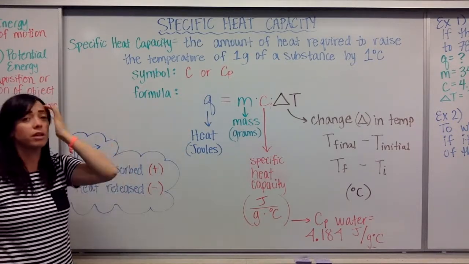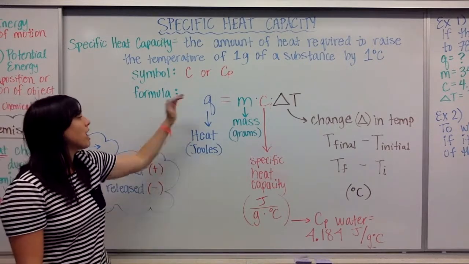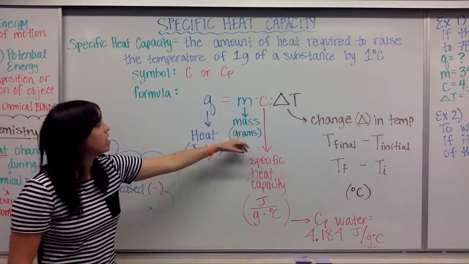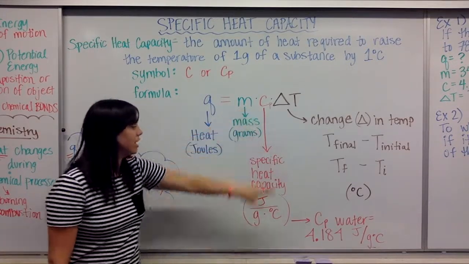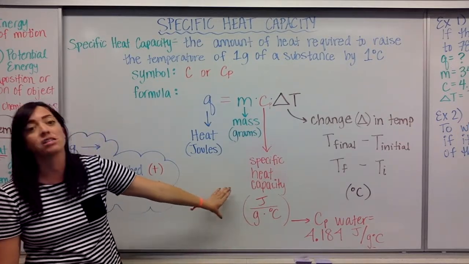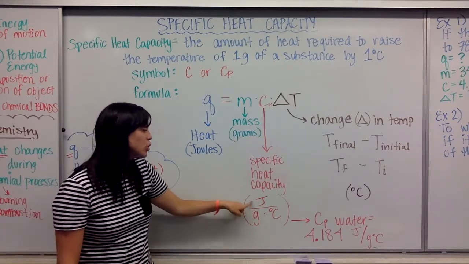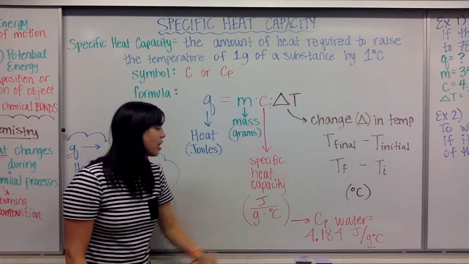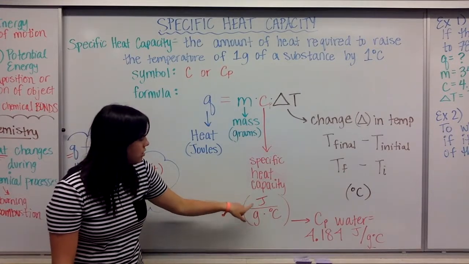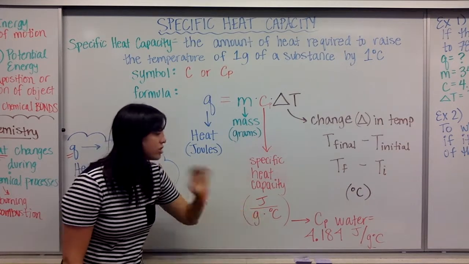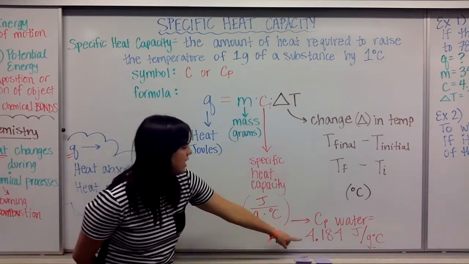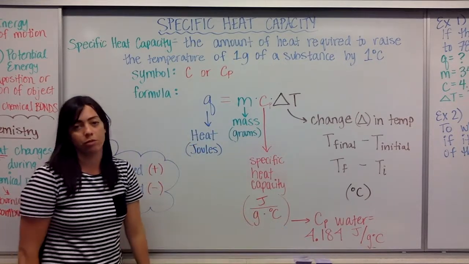Now, the symbol for that is just a C or a C sub P. And it's important in the formula that we just talked about on the previous page. We have heat, which is going to be in joules, is equal to the mass, always in grams, times the specific heat capacity. And you will see, just like our gas constant last unit, the specific heat capacity has some fancy units happening. It's joules per gram degree Celsius. That's how we say it. So for example, the specific heat of water is going to be 4.184 joules per gram degree Celsius.